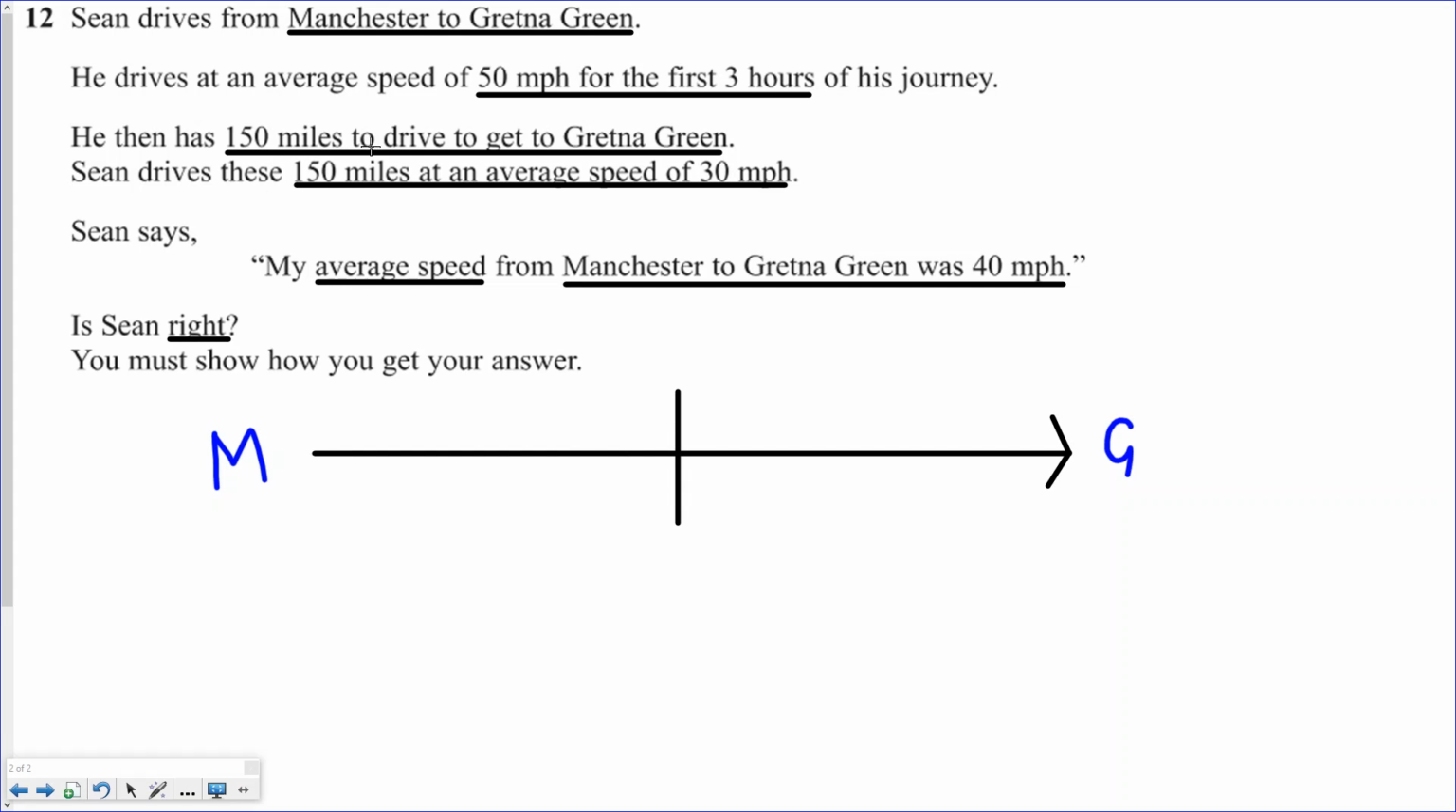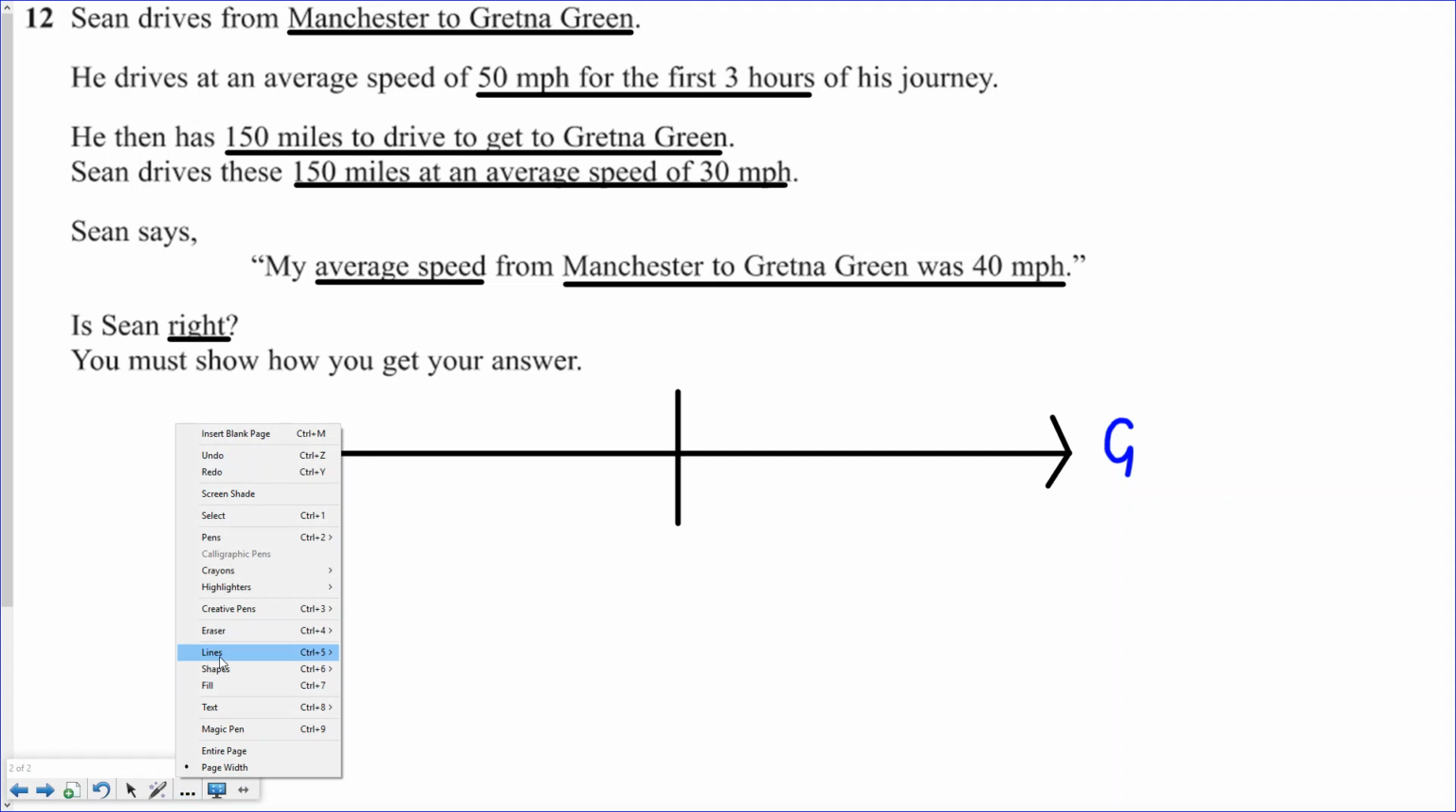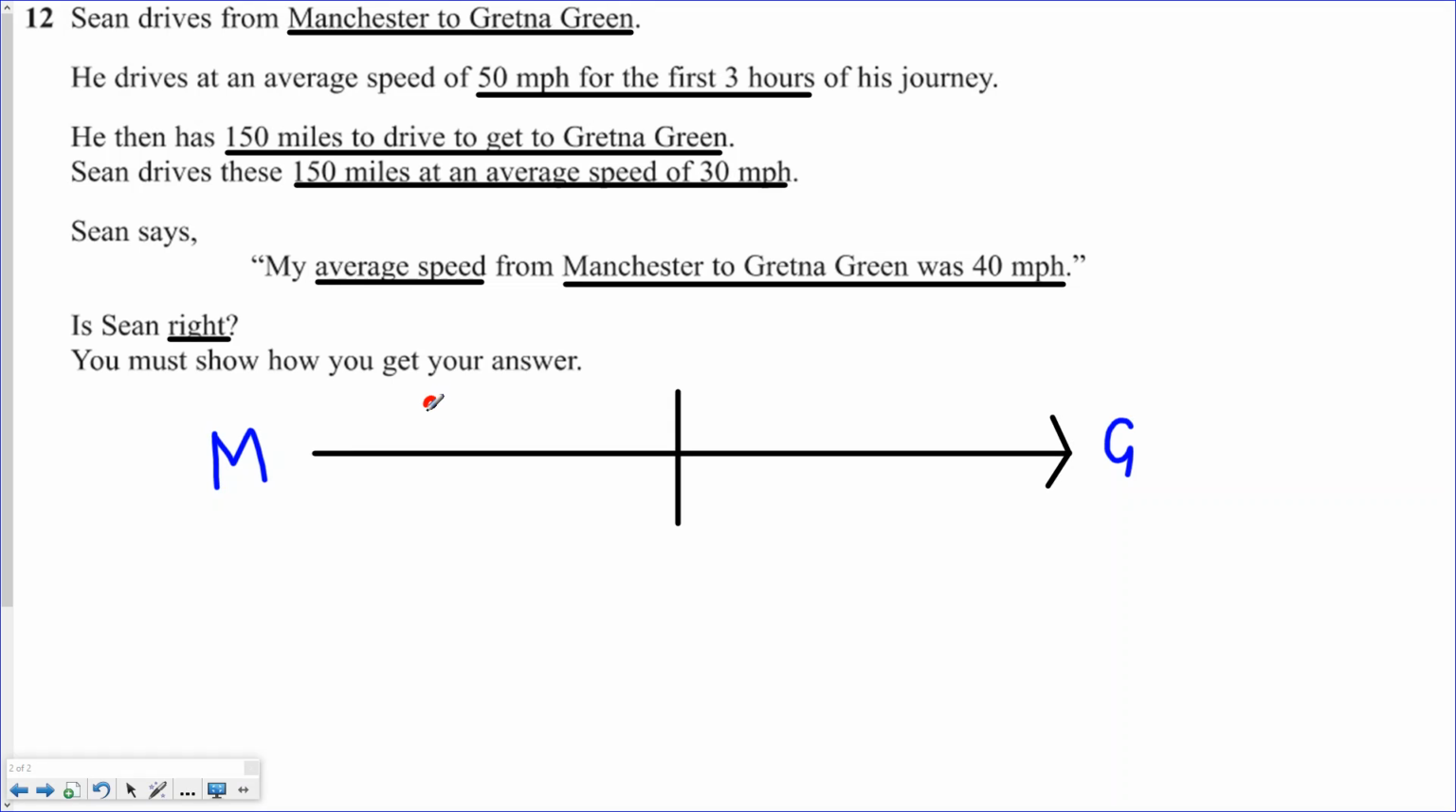He then has 150 miles to drive to get to Gretna Green, and he drives 150 miles at an average speed of 30 miles per hour. Let's start adding this information to the little diagram that we've drawn here. Let's do it in a different color pen so we don't get confused. Let's use the red pen. His speed for the first part of the journey is 50 miles per hour. His time for the first part of the journey is 3 hours.